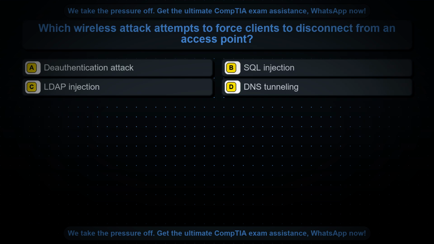Question 13. A network engineer notices that a switch has begun flooding traffic to all ports due to an overload of fake addresses in its CAM table. What type of attack is likely responsible? Option A, ARP spoofing. Option B, MAC flooding. Option C, DNS spoofing. Option D, man in the middle.